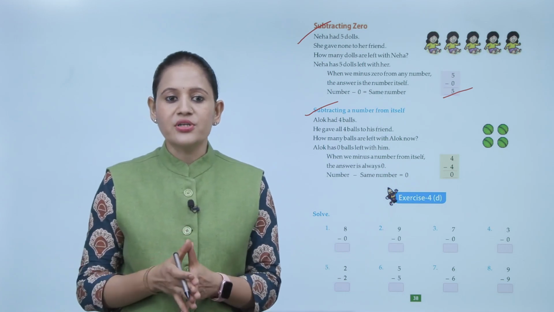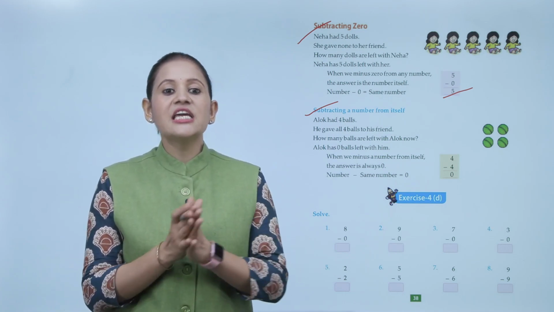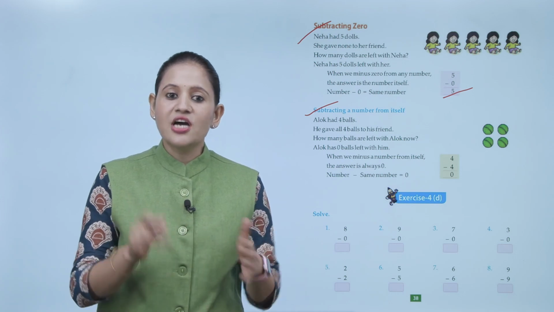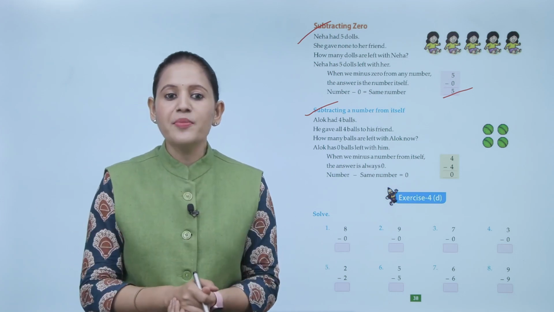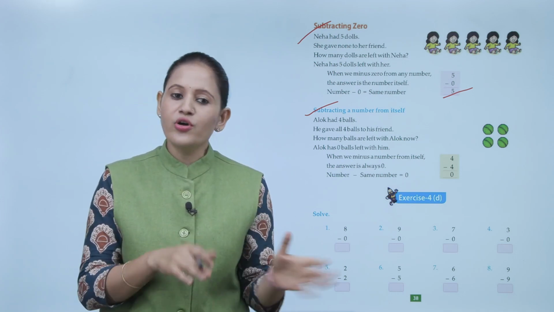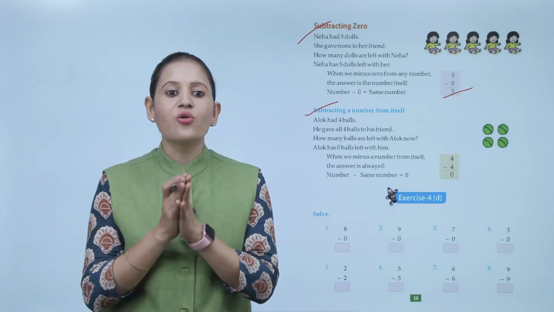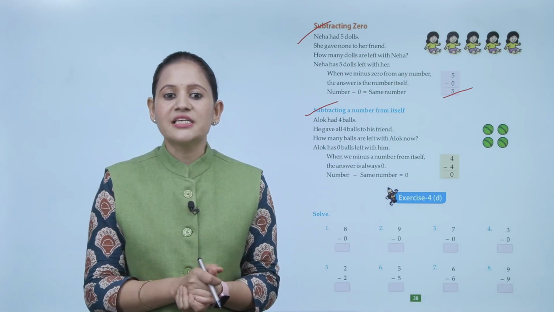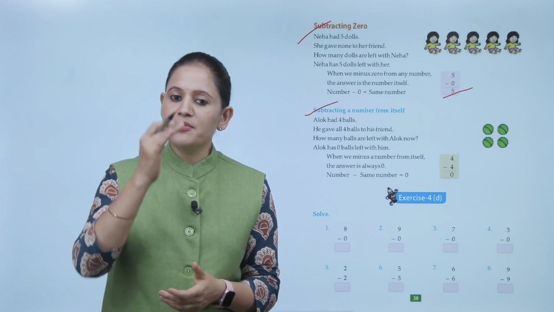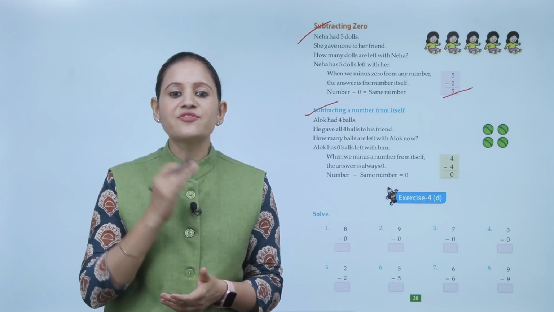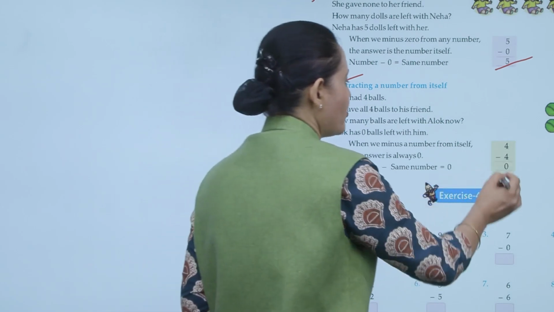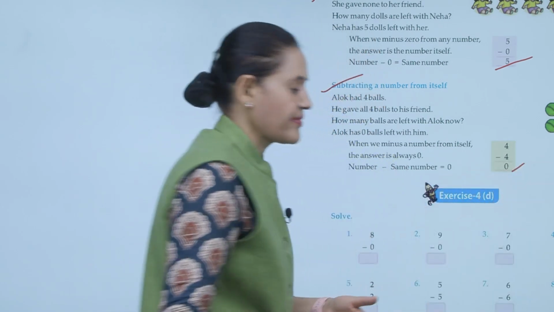Alok had 4 balls. Alok के पास 4 balls थी. He gave all 4 balls to his friend. उसने चारों बॉल अपनी फ्रेंड्स को दे दी. So how many balls left with Alok now? 4 थी, 4 की 4 दे दी. So Alok has 0 balls left with him. When we minus a number from itself, किसी भी नंबर में सेम नंबर subtract करेंगे, answer will be 0. So number minus same number, that is 0. 4 minus 4, that is 0.